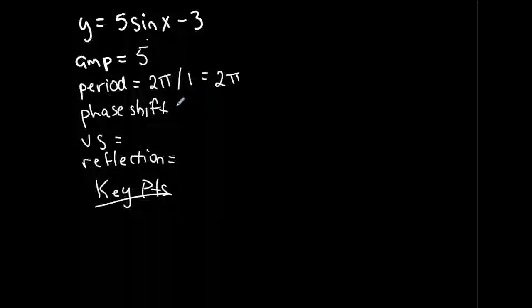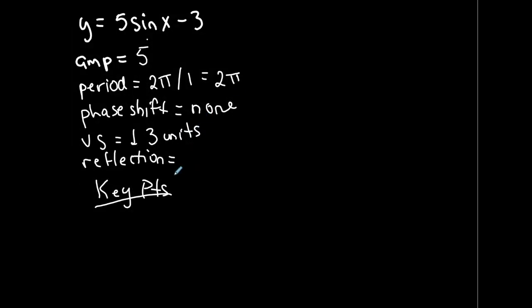What is a phase shift? A phase shift is a horizontal shift. In this case, there is no phase shift. How do I know? Because there's nothing being added or subtracted to x inside the parentheses. This minus 3 outside and after the function tells me that there's a vertical shift. And if it's minus, it's a vertical shift down 3 units. Down 3 units from the x-axis.